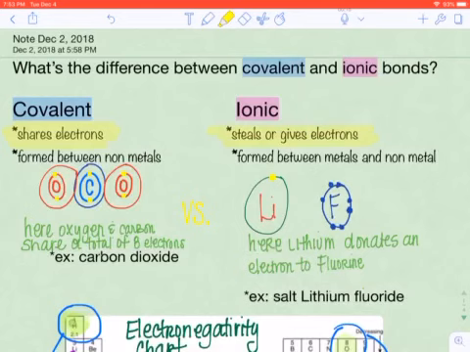Another difference is covalent bonds are formed between nonmetals off the periodic table, and ionic bonds are formed between metals and nonmetals off the periodic table.